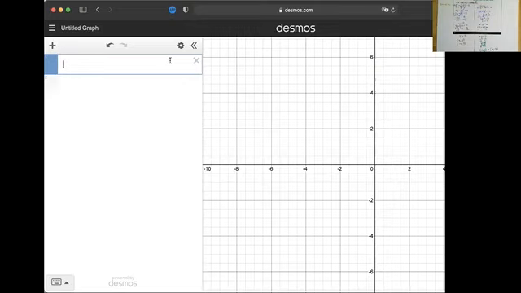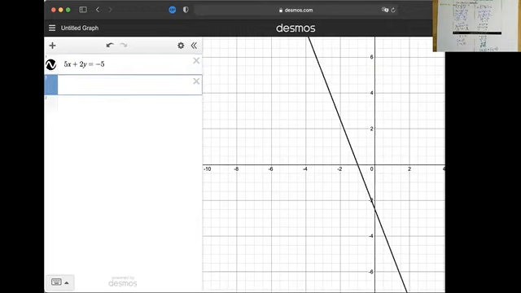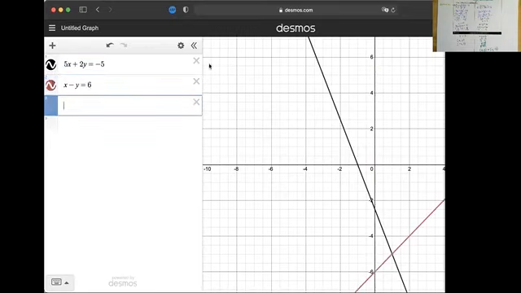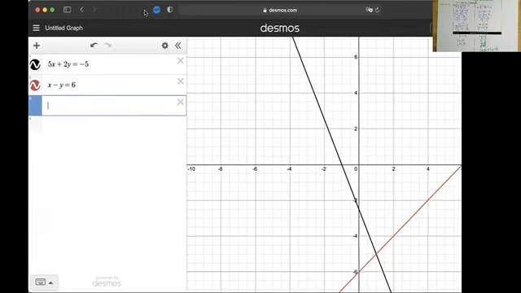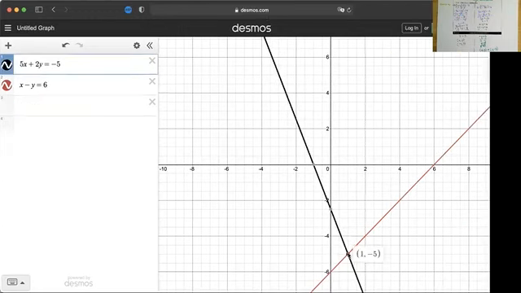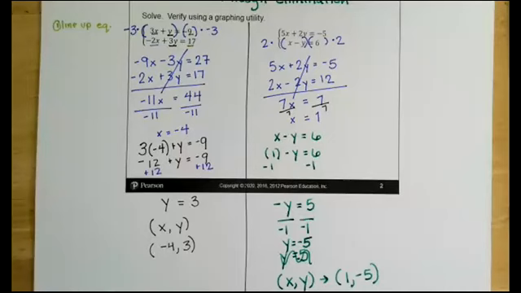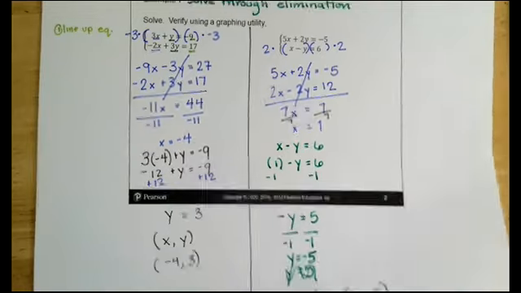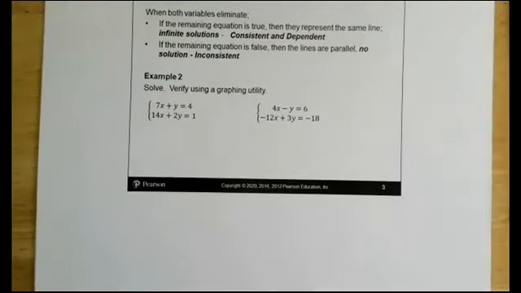The other one was 5x plus 2y equals -5. And then x minus y equals 6. The point where they cross, excuse me, is 1, -5, which was the point we got. So that's how you would check that you found the correct solution to your system of equations.